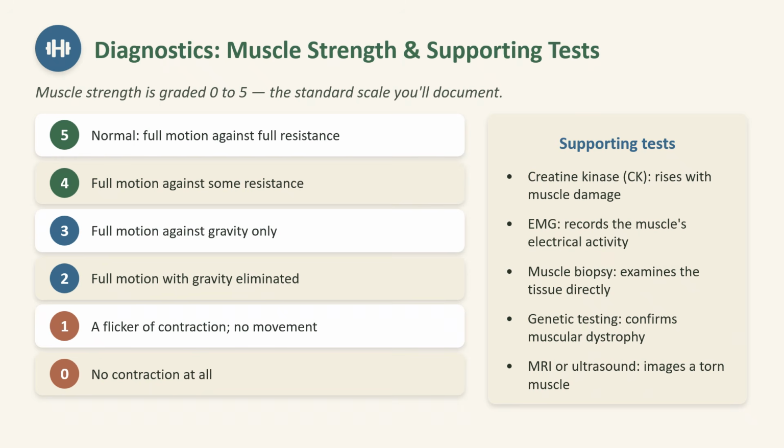EMG records the muscle's electrical activity. Muscle biopsy examines the tissue directly. Genetic testing confirms muscular dystrophy and identifies carriers. An MRI or ultrasound can image a torn muscle when a strain is severe.